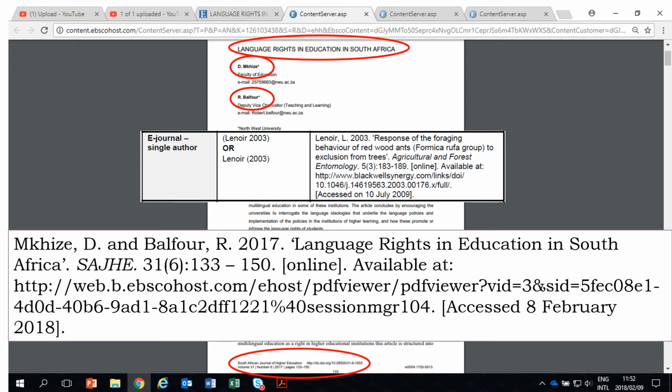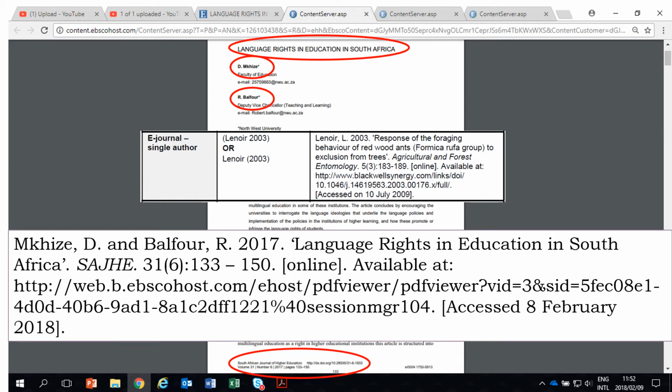The name of the journal is also in the footer, SAJHE, which you include in italics. SAJHE is an acronym for the South African Journal of Higher Education. You can either write the full name or the acronym SAJHE, but this information needs to be included in italics.